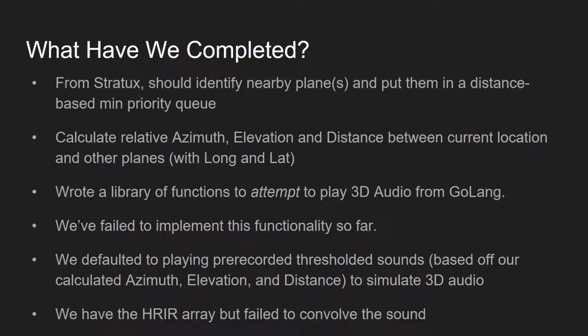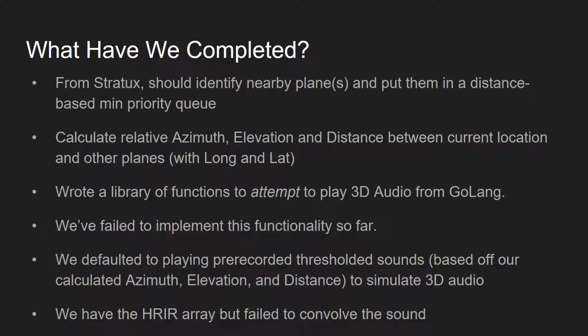So, to talk about what we completed, from Stratix, we should be able to identify nearby planes based off a distance-oriented minimum priority queue. The idea is to take the closest plane and, based off our location, grab the azimuth, elevation, and distance from our current location to the plane, and play it through 3D audio. Like create a vector to tell you where you're at compared to them, and you should be able to hear it.